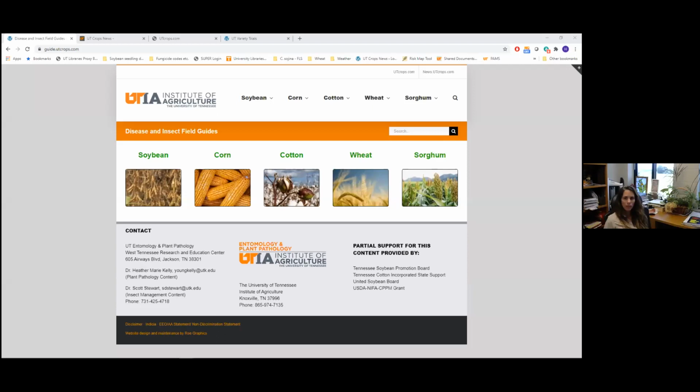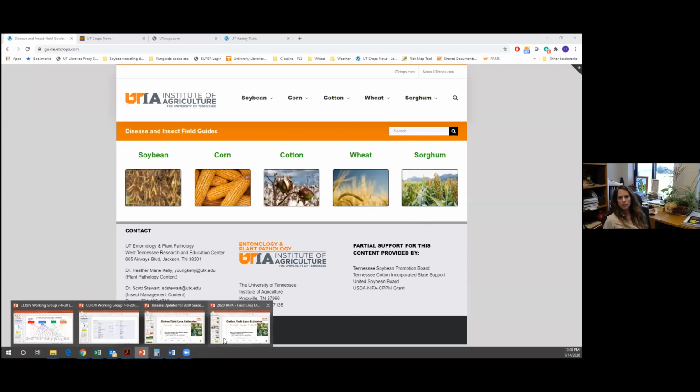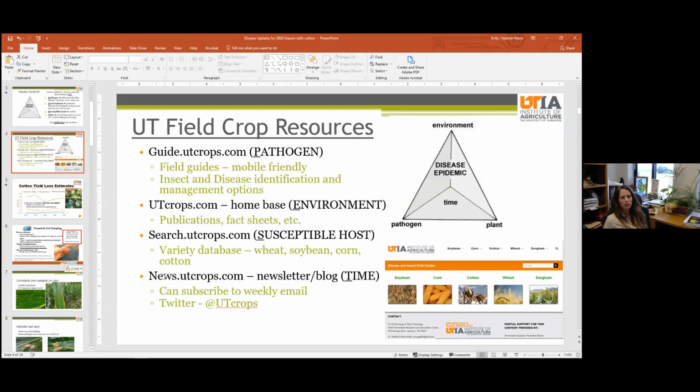And so I'm going to start sharing my screen. I have a mix of going over what we have for resources online, as well as going back and forth between a PowerPoint slide. Can you see the website right now? Yes. Okay, and then I'm going to toggle back and see, can you see the PowerPoint slide now? I'm not going to put it in PowerPoint presentation though. Yes, I can see the UT field crop resources.